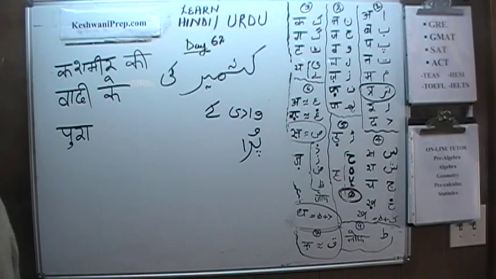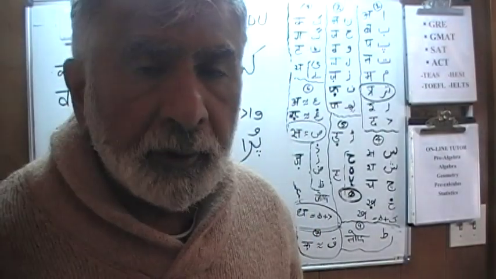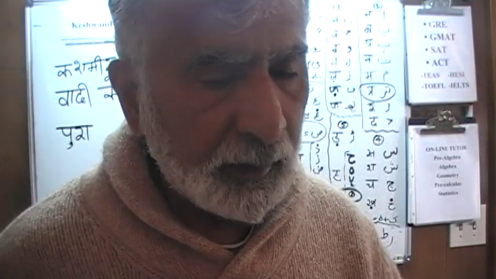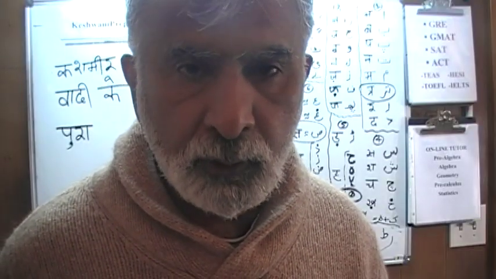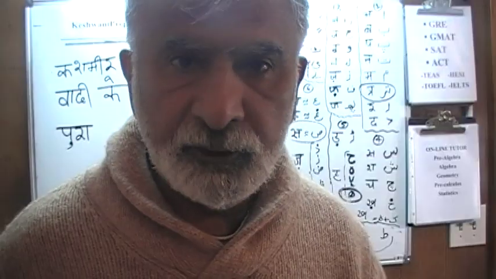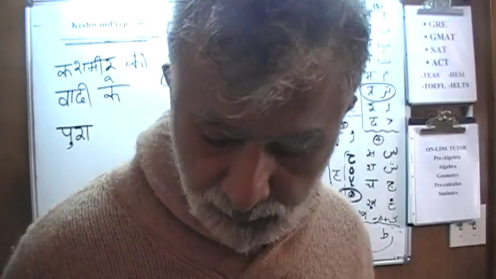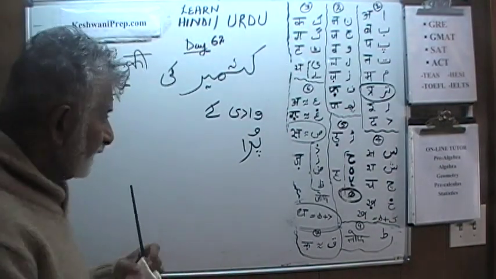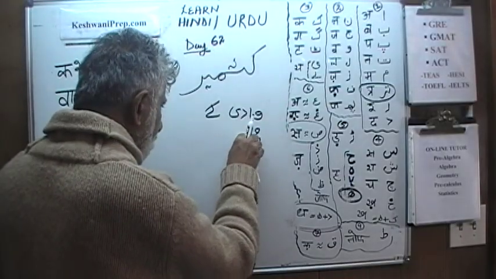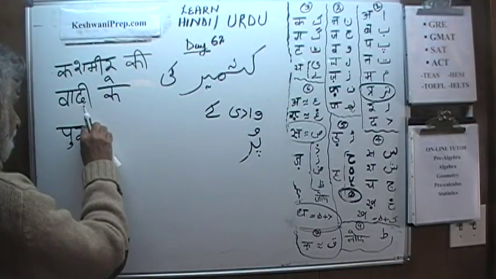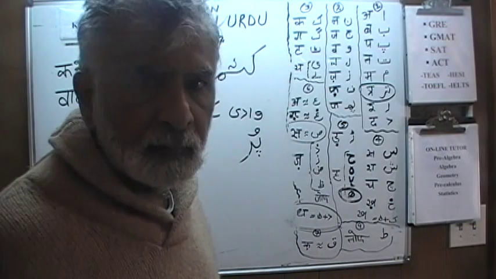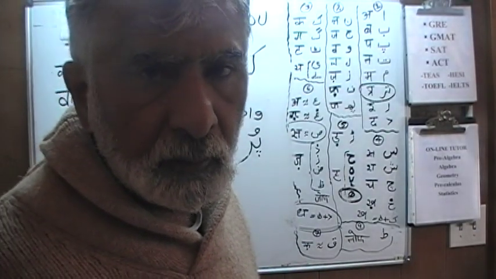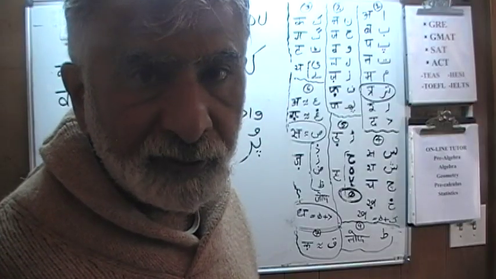Pura means whole. Maine pura khana kha liya. I ate all of the food. मैंने पूरा काम कर लिया. I finished all the work. Pura, complete. Here, it's not pura, it's pur. Just a prefix. It's not a word by itself, something is going to follow after it. So let's take a couple of examples of where pur will function as a prefix.